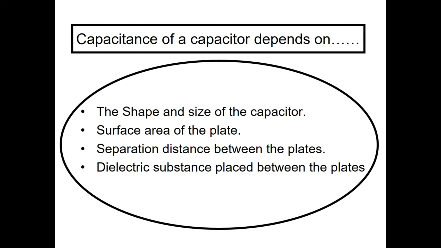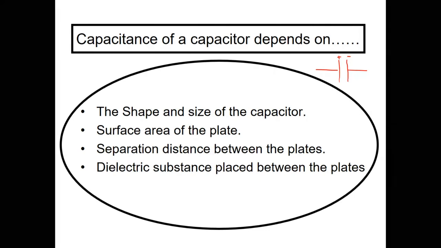If you want to store more charges, the first point is the shape and the size. My dear, the shape of the plate, because the capacitor is indicated with a symbol like this. The plate may be circular, square or rectangular in shape, no issue. If the size of the plate is bigger, you can store more charges. If the plate is smaller, you can store only a small quantity of charge.